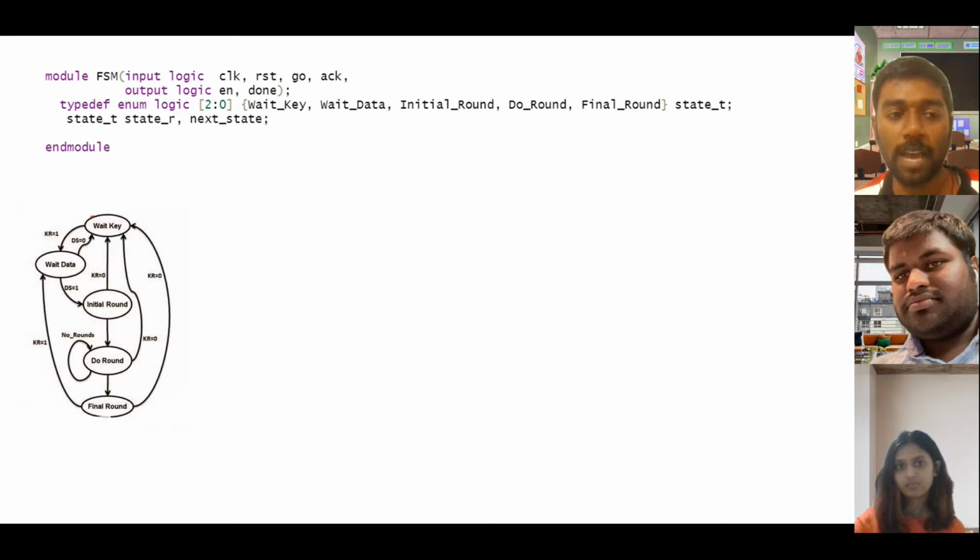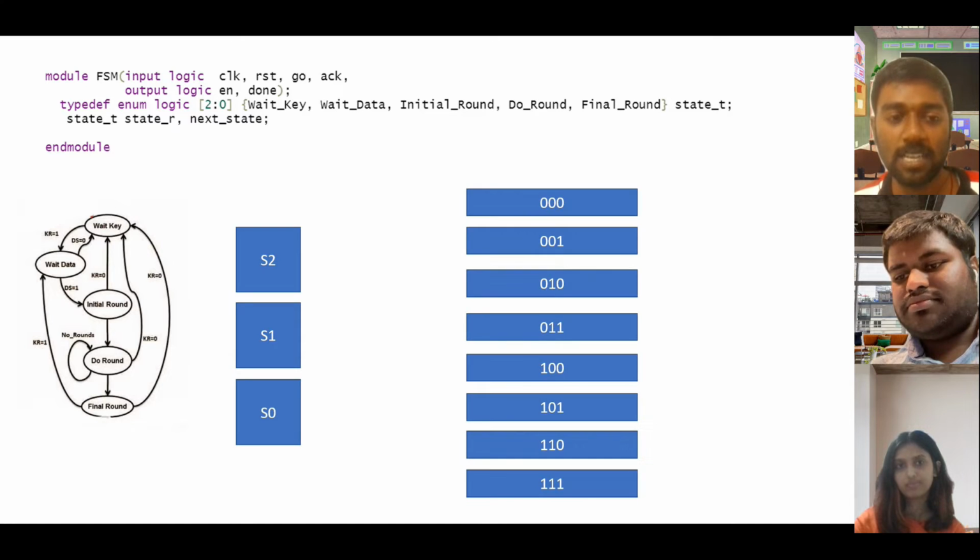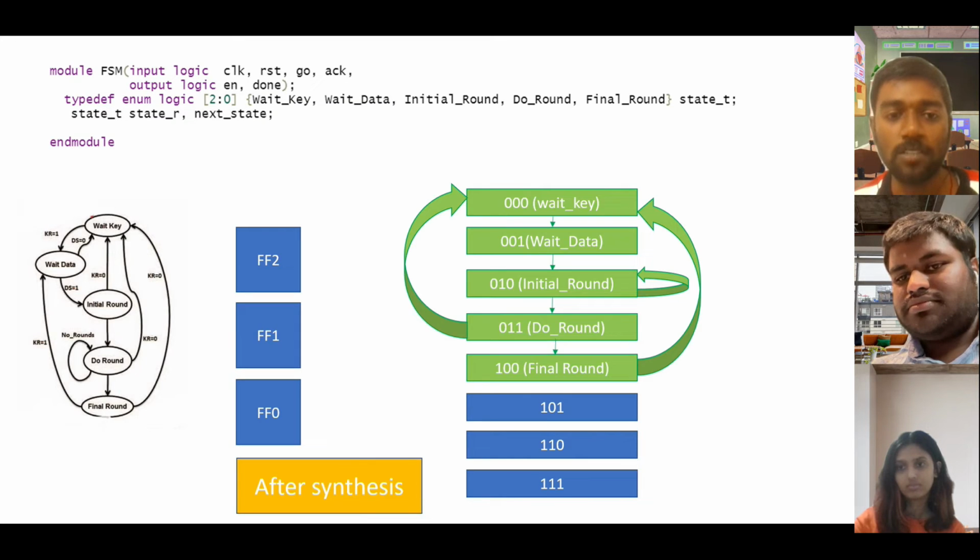Let's see what will happen if you have 5 states. Here we took an AES encryption FSM. In this FSM we have 5 states. To use these 5 states, I need at least 3 registers. But these 3 registers will give you 8 combinations. Out of these 8 combinations, you will use only the first 5, because you have only 5 states. So what will happen to the remaining 3 states after synthesis?